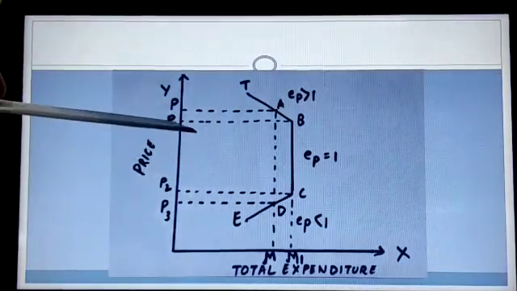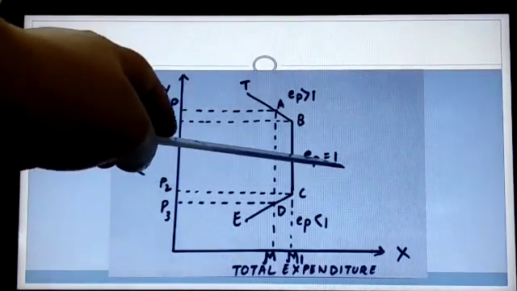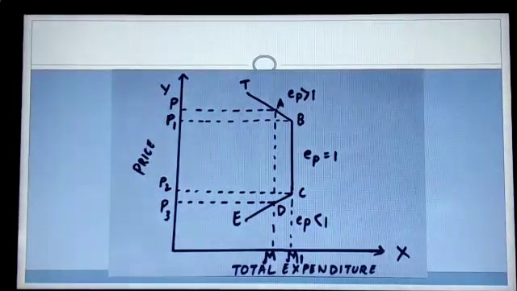Price further falls from P1 to P2. The expenditure remains constant. EP equal to 1.